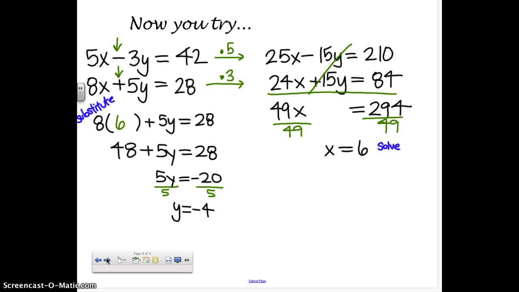This is the third part. Solve, substitute, solve. Have I answered the question? Have I done what I'm supposed to do? Have I written it as an ordered pair? Well, not yet, but I'm about to. 6, -4. Is that what you got? I really hope it is.